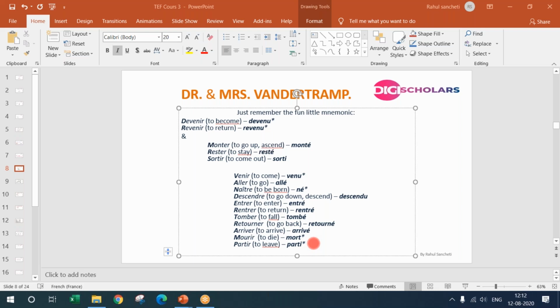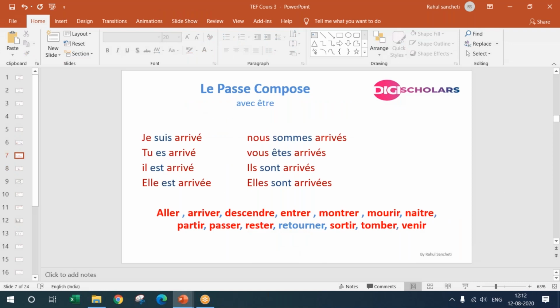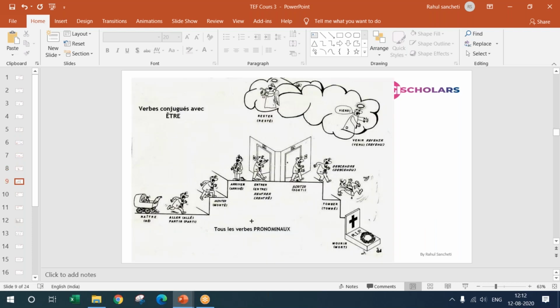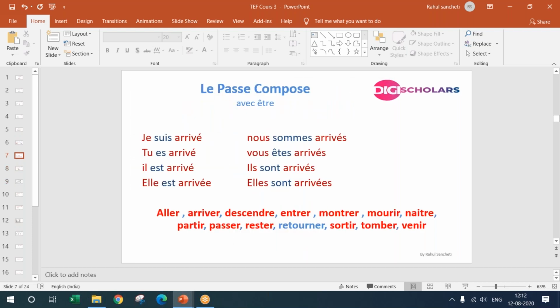Okay, so now you have two different ways of remembering it. The first type is all of them are in motion, and the second one is Dr. and Mrs. Vandertramp, or remember this image. So here now you have learned about the 14 verbs. We have spent enough time. We have seen all of the verbs twice or thrice. We have looked at the picture. We have seen they are in motion.